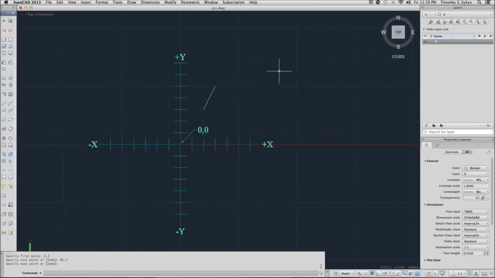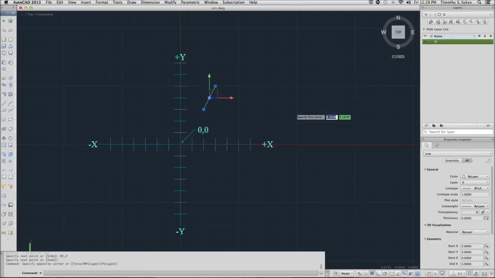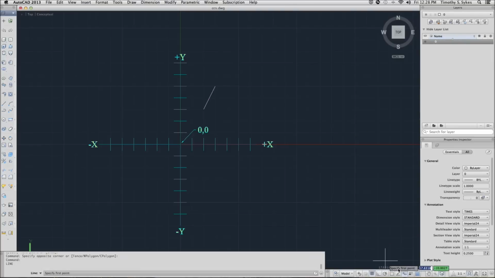Complete the command. And again, I started here and I went one place over on the X and two places up on the Y. I'll delete that and I'll turn my dynamic input back off. Now let's take a look at our polar coordinates.